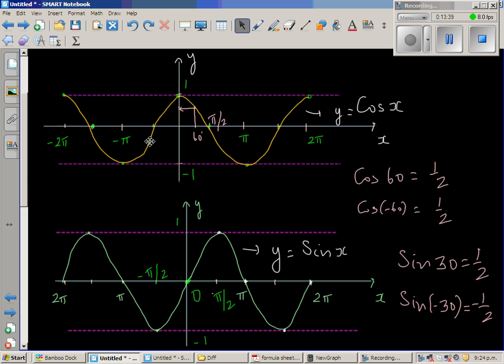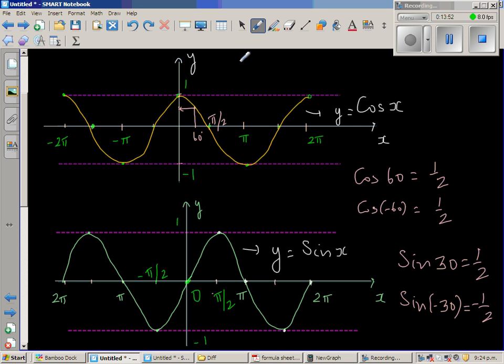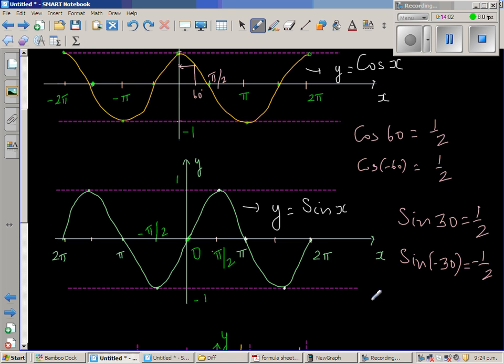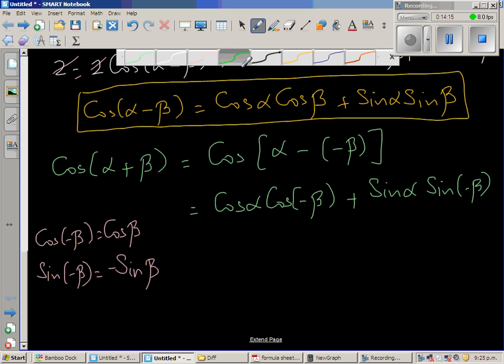This is also called an even function, and this is an odd function. We're not going into much detail, but graphically you can understand that cos negative alpha is the same as cos alpha. But the sine graph is an odd function, so sine negative alpha is minus sine alpha. That's why in the next step I can write it like this.